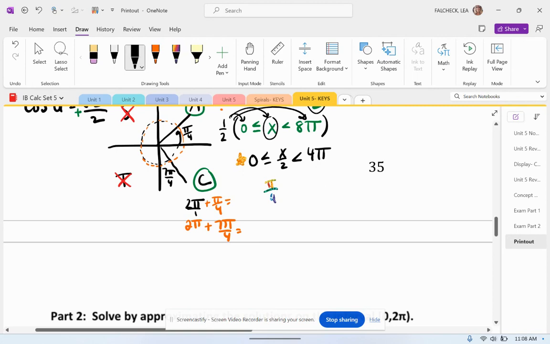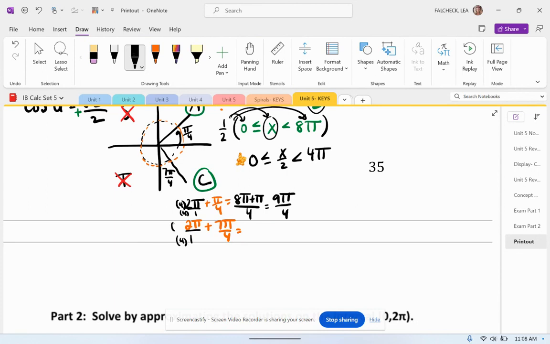So I'm going to put this one over 1, get a common denominator. So I have 8 pi plus pi over 4, and I get 9 pi over 4. Then this guy, put it over 1, get a common denominator. I get 8 pi plus 7 pi over 4. That's going to give me 15 pi over 4.